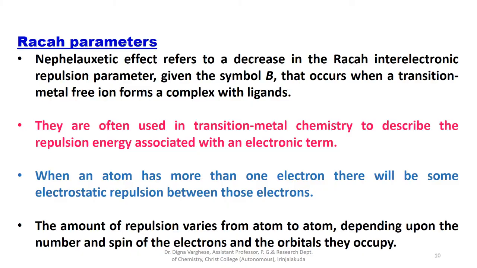The Nephelauxetic effect refers to a decrease in the Racah inter-electronic repulsion parameter, given by the symbol B, that occurs when a transition metal free ion forms a complex with ligands. They are often used in transition metal chemistry to describe the repulsion energy associated with an electronic term. When an atom has more than one electron, there will be some electrostatic repulsion between those electrons. The amount of repulsion varies from atom to atom, depending upon the number and spin of the electrons and the orbitals they occupy.